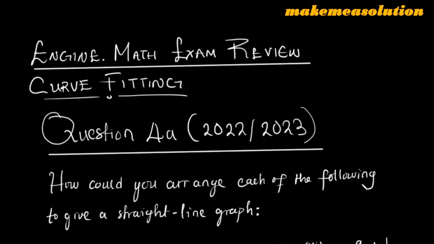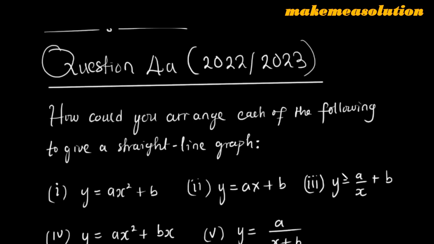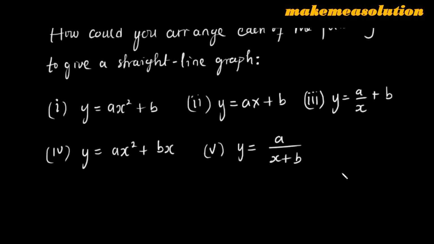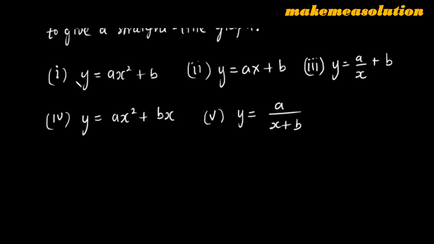Before I go further into the solution of this problem, I decided to break it down so that the video will not be too long. I'm just going to solve question 4a in this video. Then in the next video, I'll solve question 4b. But in question 4a, I want to teach you how you can arrange each of the following to give a straight line graph. So let's dive into the solution of each of them. So how can you arrange each of the following to give a straight line graph? Okay, so let's begin. Solution.